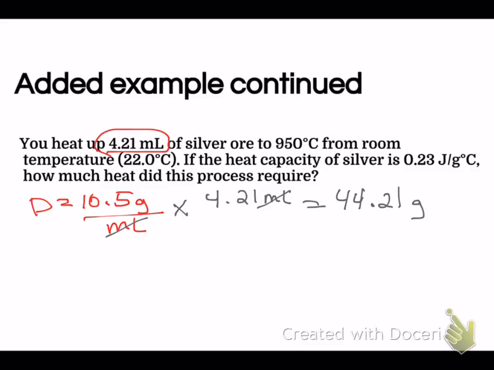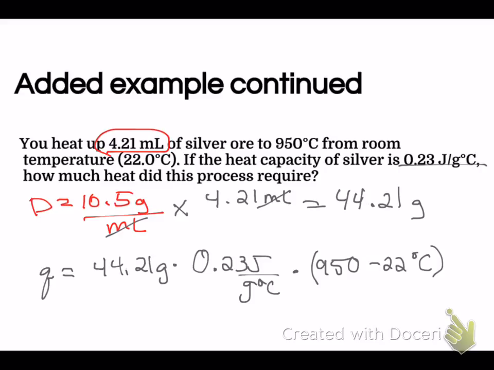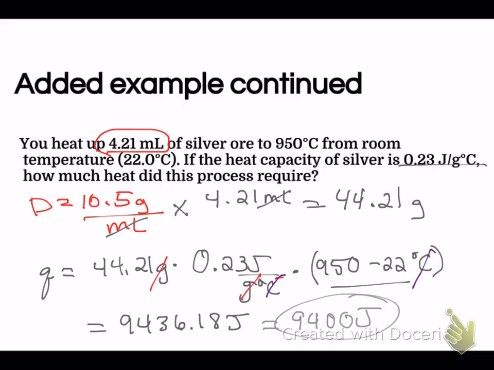Okay, so then I'm going to plug that into our equation. Q equals mc delta T. So we're trying to find Q here. My mass I just calculated. The C is given to us here. It's different because it's not water anymore, but it's provided. So our temperature, change in temperature is final minus initial again, and the calculator says 9436. Okay, so our final answer is 9,400 joules.